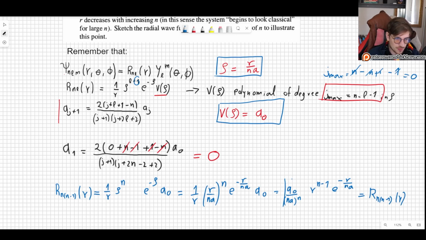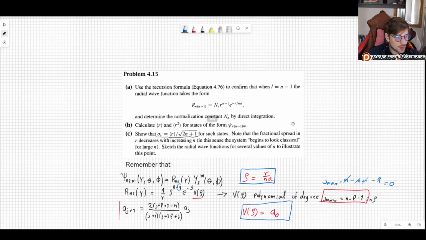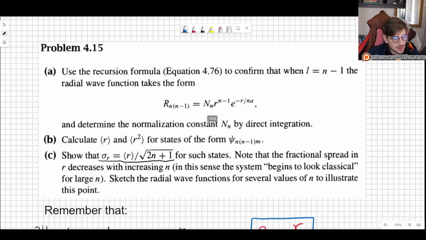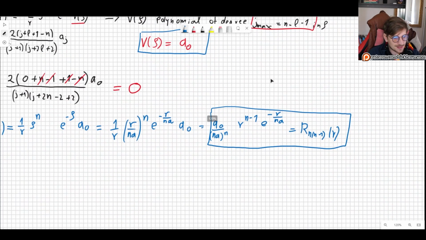We wanted it in terms of r, not necessarily in terms of rho, which is just a variable that we introduced to make calculations easier when we solved the radial equation. So this is now the first thing that we wanted to get to, right? We have r to the n-1, e to the minus r over na. So there's a little bit of a difference. So let's go and fix that.